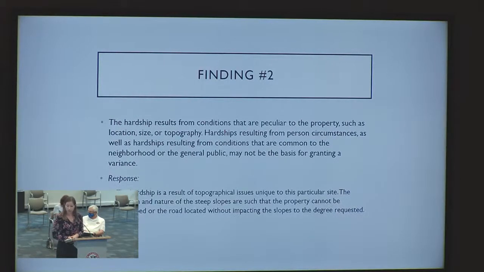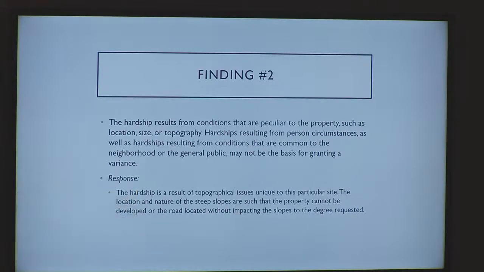Finding number two, the hardship results from conditions that are peculiar to the property, such as location, size, or topography. Of course, everything we're talking about this evening is topography. This is unique not only because of the topography in and of itself, but because of the highly erosive quality of this particular topography and the stormwater pipe that's coming into it and just creating all of that erosion and all of that sedimentation and starting to eat away, like Joshua said, getting closer to the road.